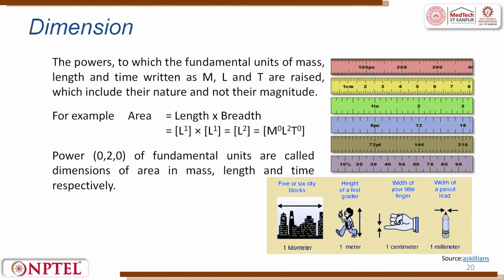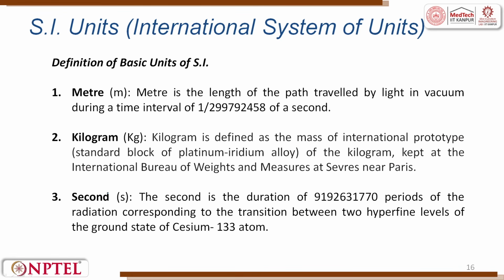The next one is dimensions. Till now we were looking at various units. First we looked at the basic SI units. First is length, which is expressed in meters. The meter is the length of the path travelled by light in vacuum during a time interval of 1 by 299,792,458 of a second, which is the standard they have used for the meter.